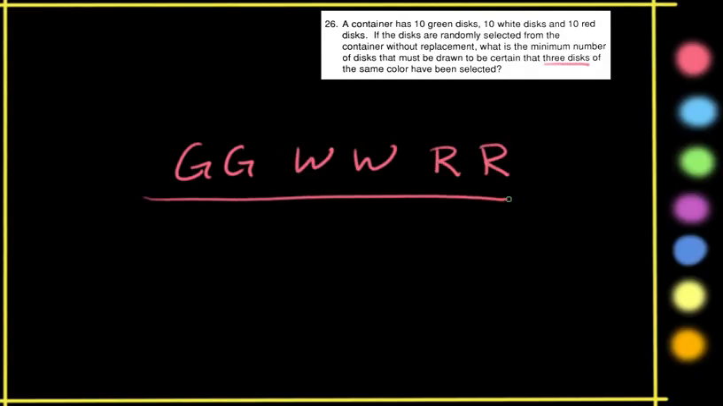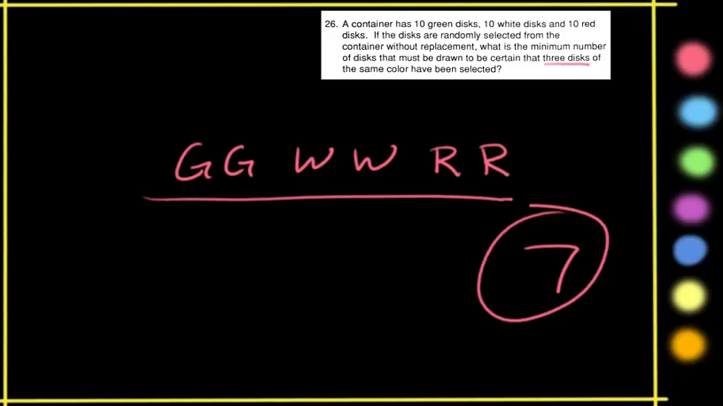That's 6 things that you could have drawn without getting 3 of the same color. But now you can't draw any more. As soon as you draw that 7th one, it's got to be either green or white or red. So you're going to have 3 of the same color. So the answer here is 7.